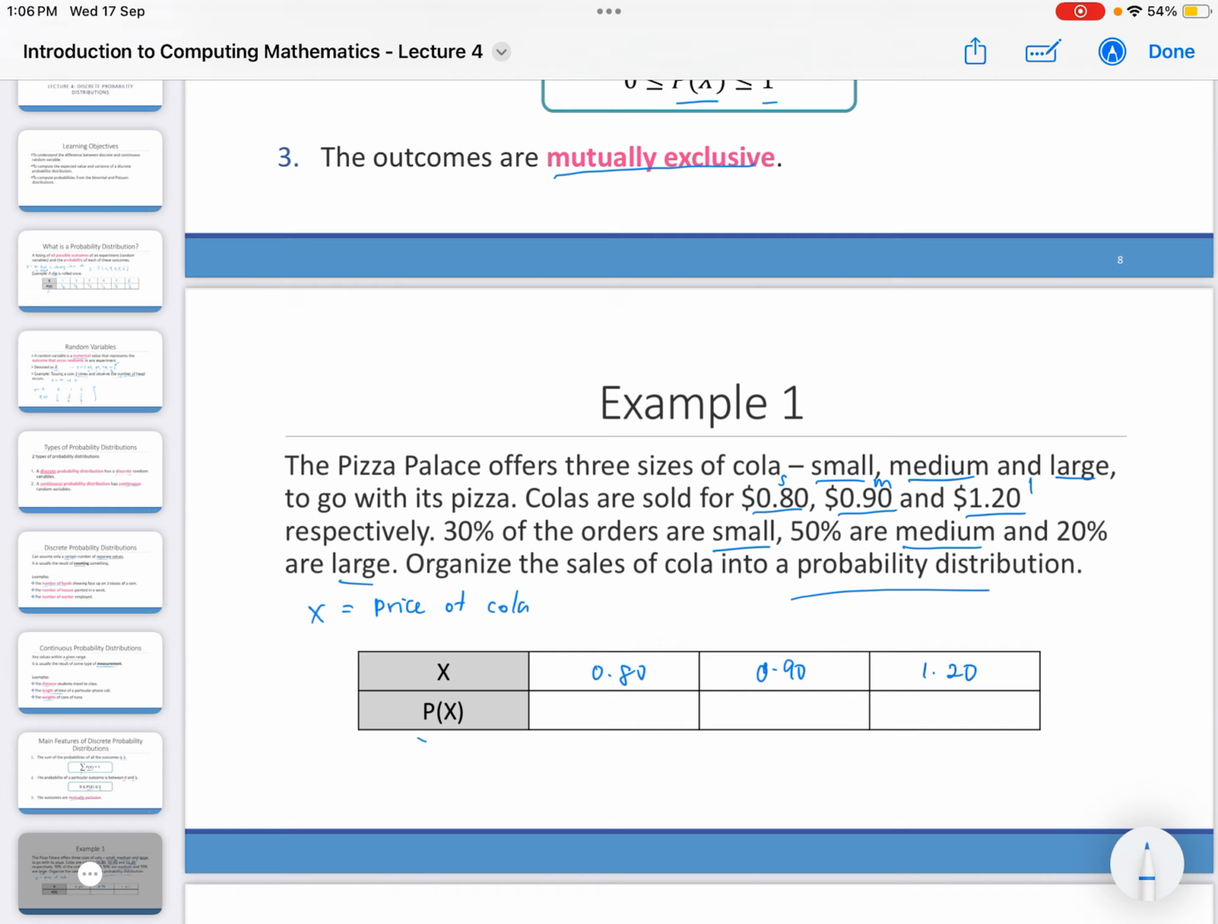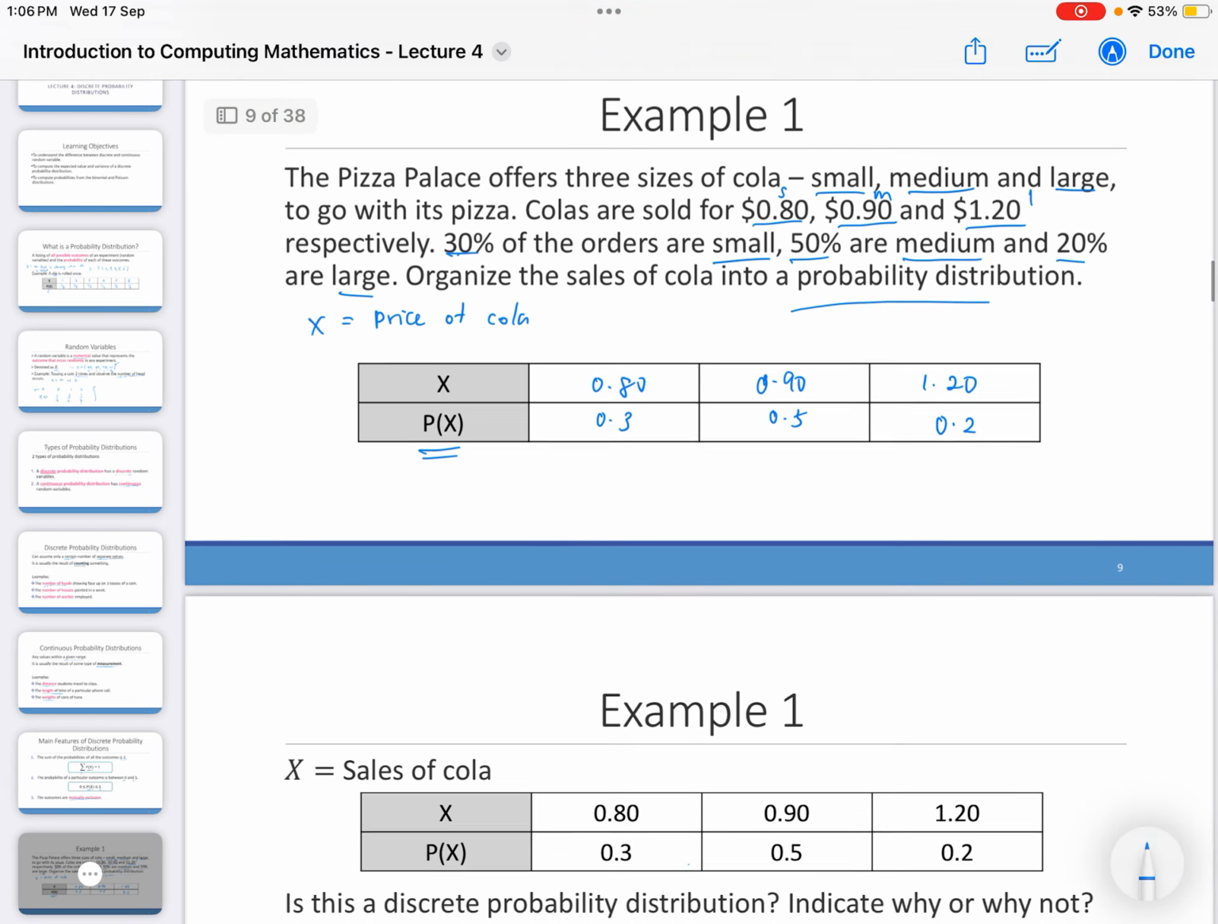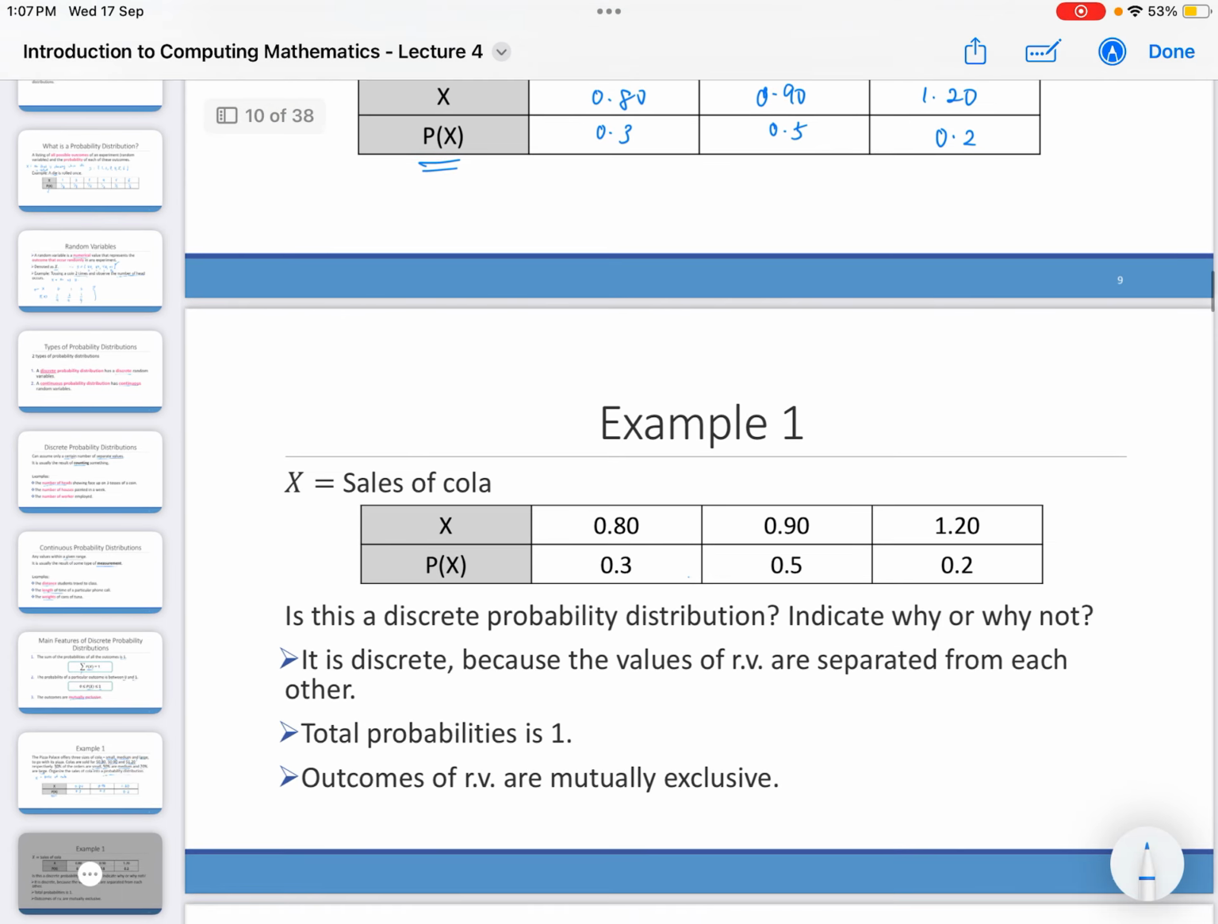Okay, and then the probability of getting each one is actually the probability of it being sold. So remember, 30% of the orders are small, so over here will be 0.3. For the medium it is 50%, so here is 0.5. And then the large is 20%, so over here is 0.2. So basically everything is in this table: the X, the random variable, and also the probability.